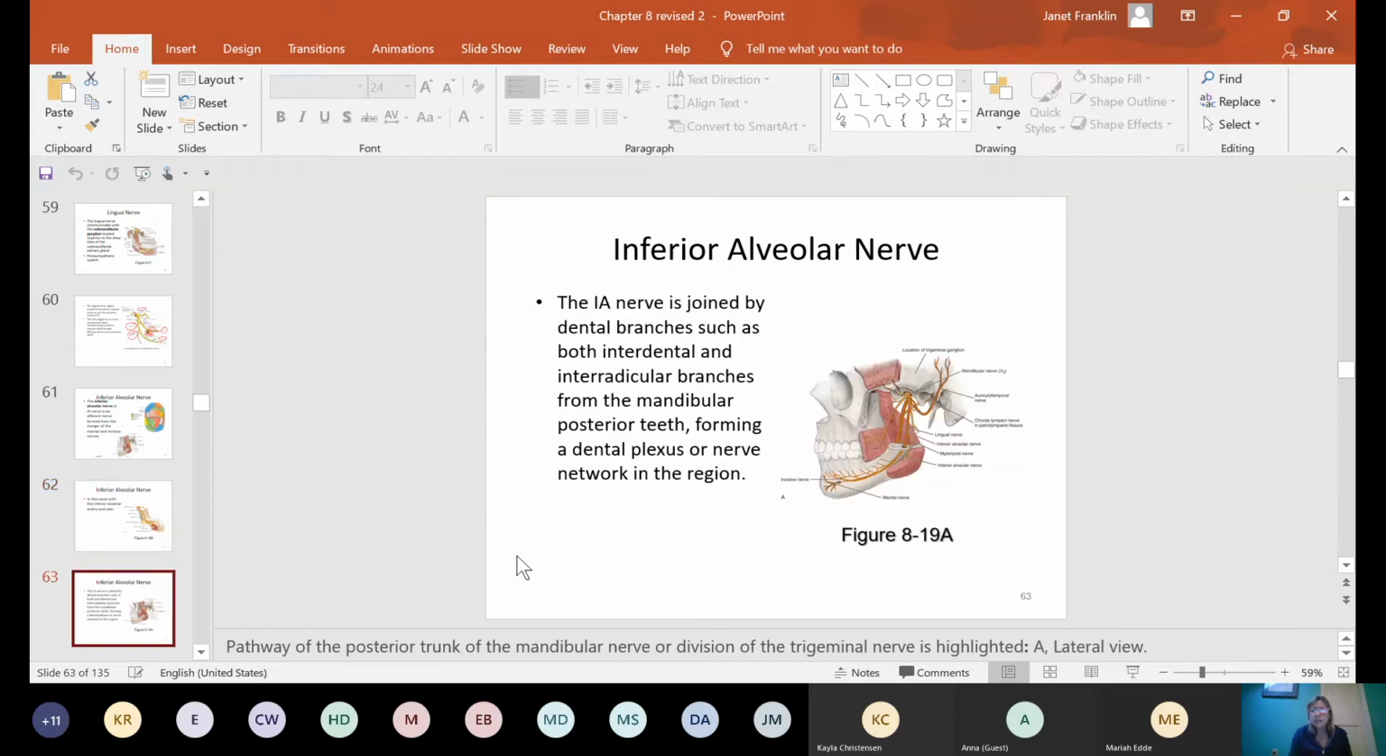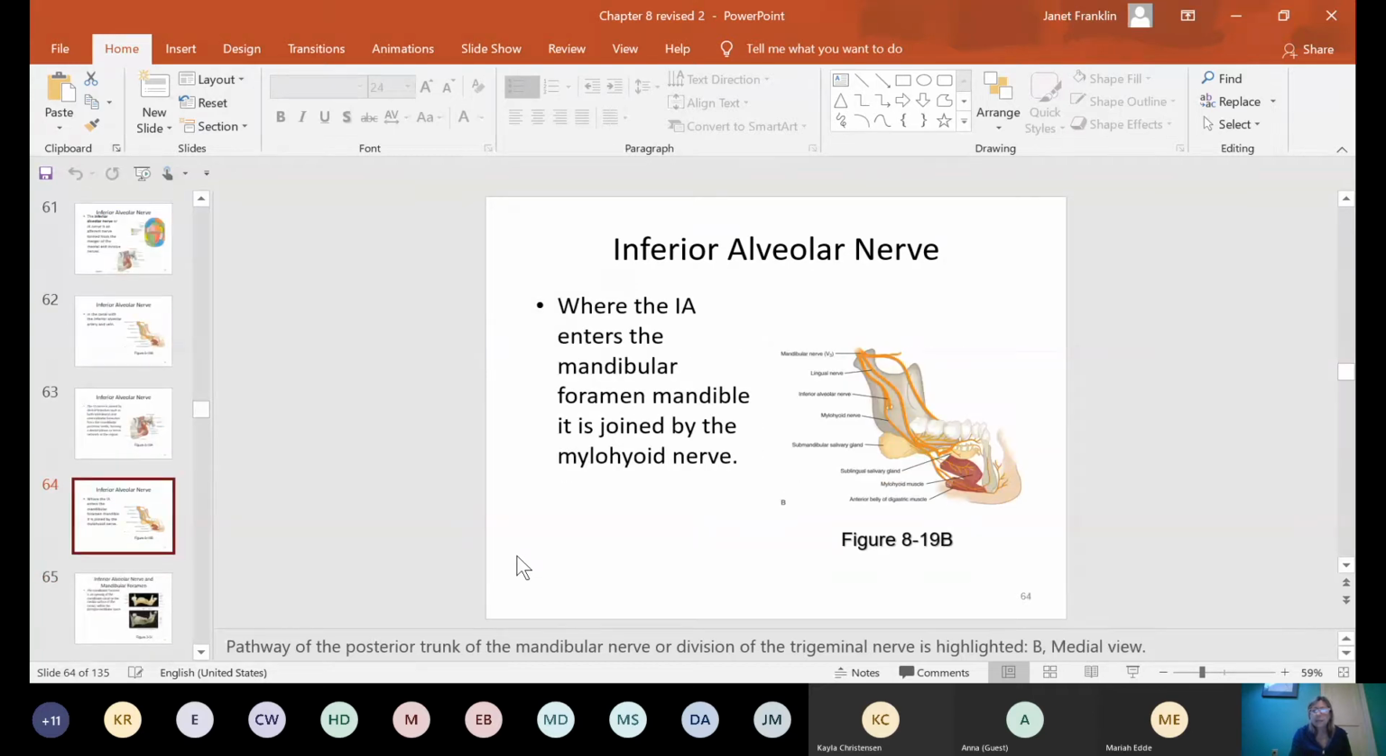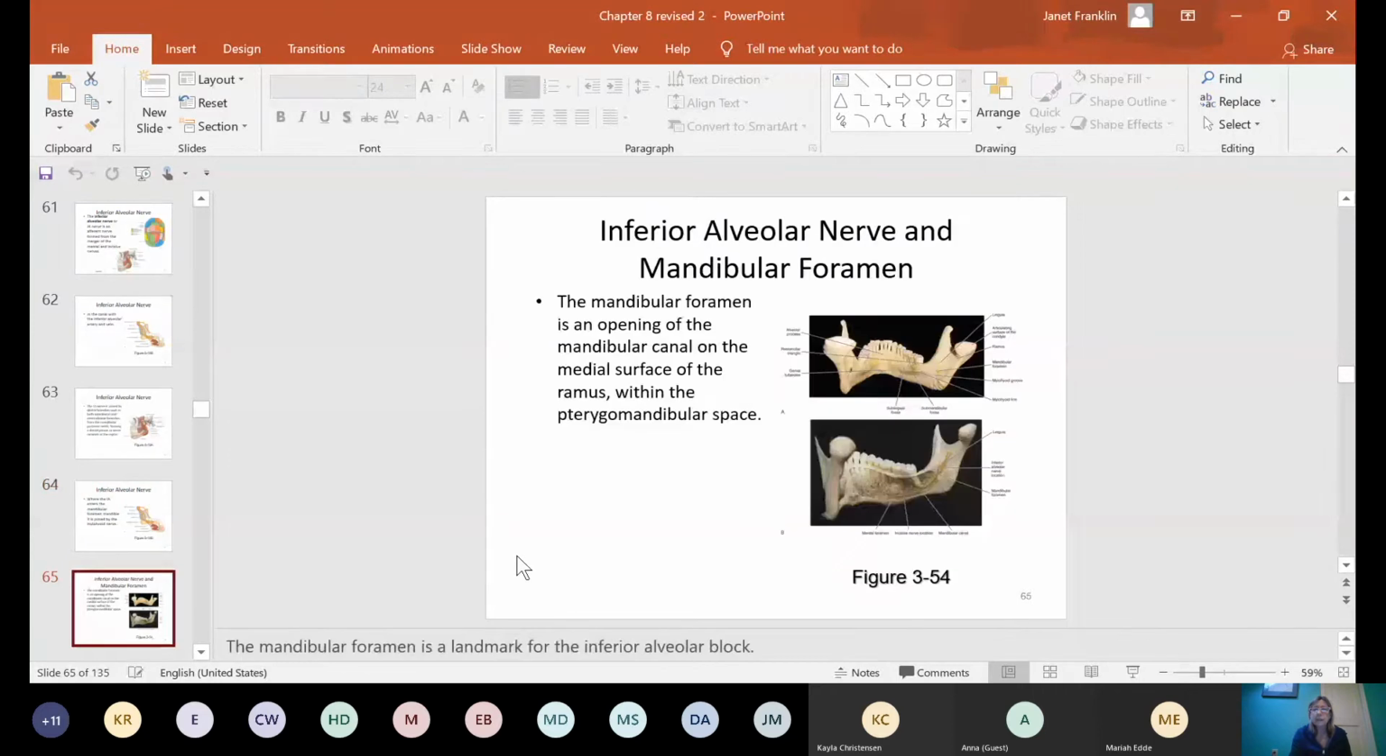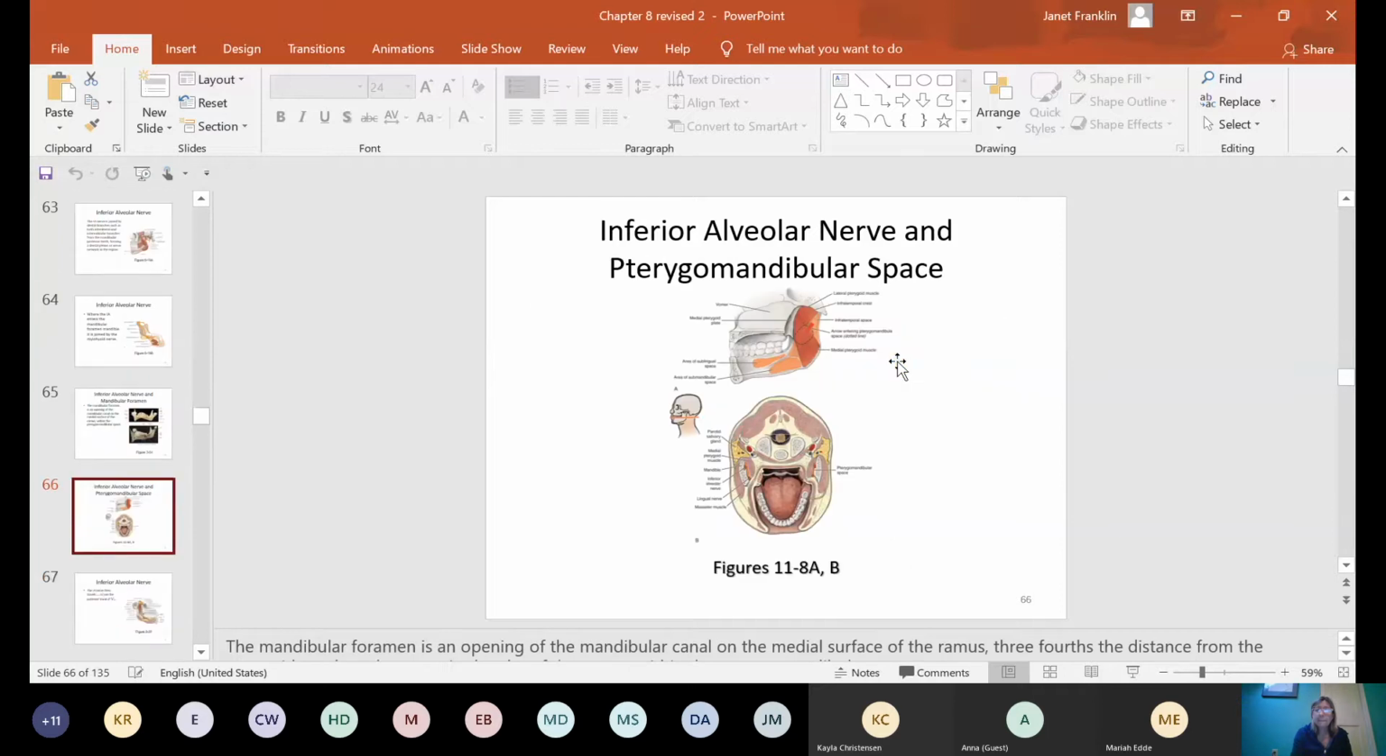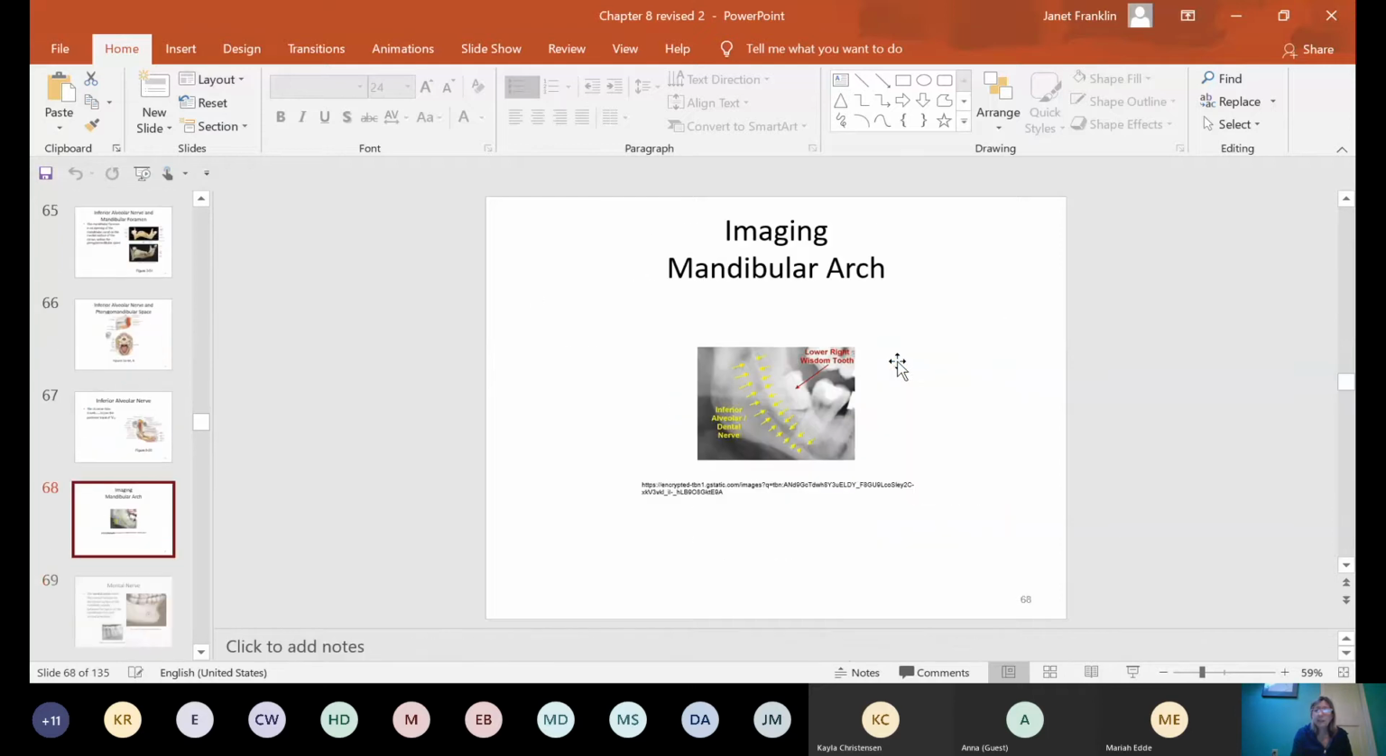I'm going to skip over some of these because they're just kind of repeats on the inferior alveolar. I want you to look at the pictures. You'll see here that the inferior alveolar nerve passes through the mandibular foramen. Do you remember, the mandibular foramen is on the medial side of the mandible, and it's got the lingula right above it, and the mandibular canal is where it travels down. And you can just look at some of these.